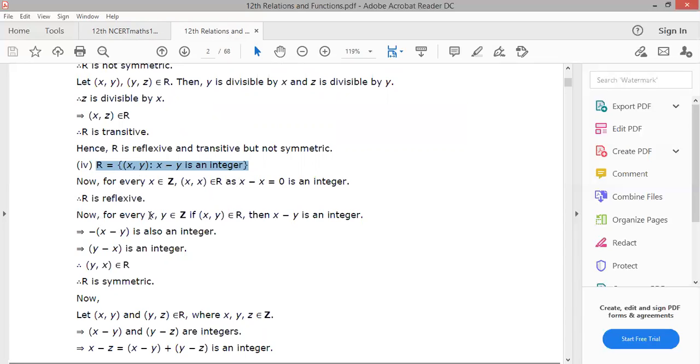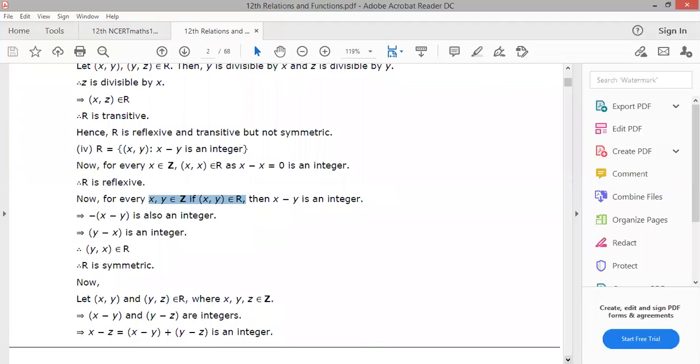Next, for x, y belonging to the integers, if the ordered pair (x, y) belongs to R, then x - y is an integer. If x - y is an integer, then -(x - y) is also an integer, because for example 1, 2, 3 are integers, and their negatives are also integers. We multiply this inside the braces and get y - x. This is also an integer. So y - x is an integer, and hence (y, x) belongs to this given relation. Therefore, it is symmetric.